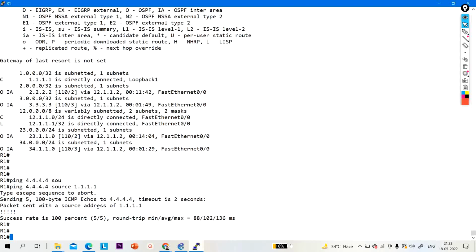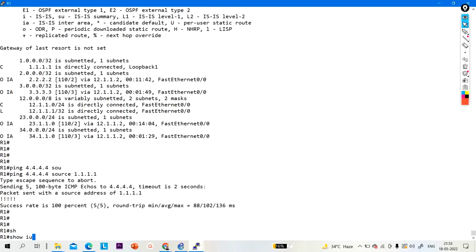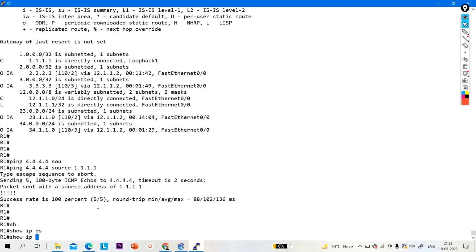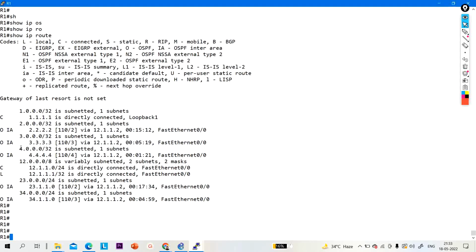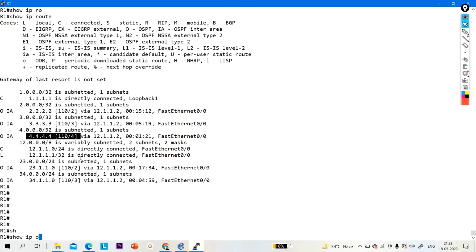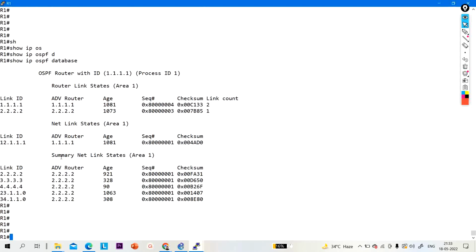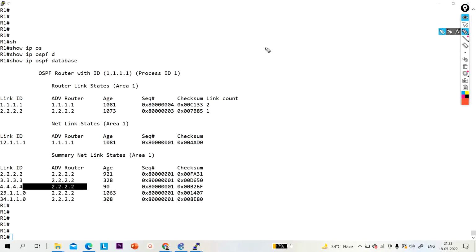Definitely it will ping, because in the routing table of R1, show IP route, there will be the 4.4.4.4 network. But who is advertising this network? So show IP OSPF database 2.2.2.2. Who is advertising this network? For 2.2.2.2. So in the last class we had discussed that in every LSA there will be information of advertising router ID and link ID. Am I right?